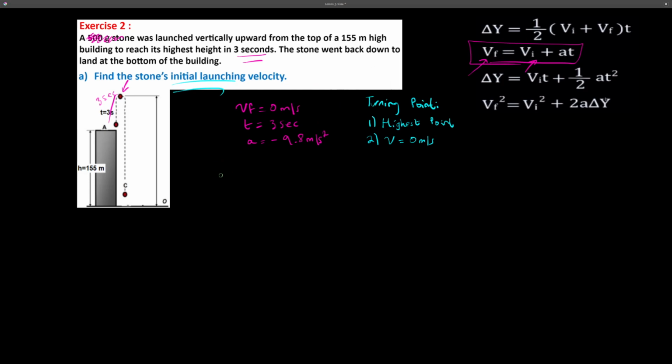So, just plugging into this formula, v final equals v initial plus at. Simply substitute: 0 is equal to v initial plus, minus 9.8, the minus goes here, and then t, 3. And if we solve this, we get around 29.4 meters per second initial velocity. So that's the first part of this question.